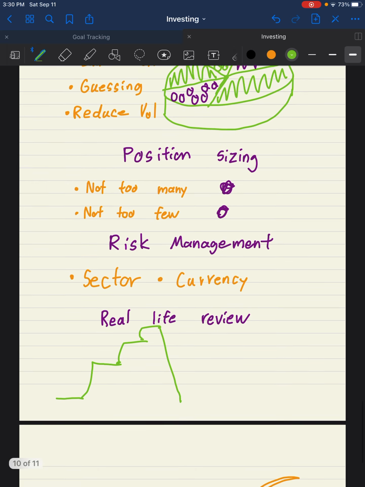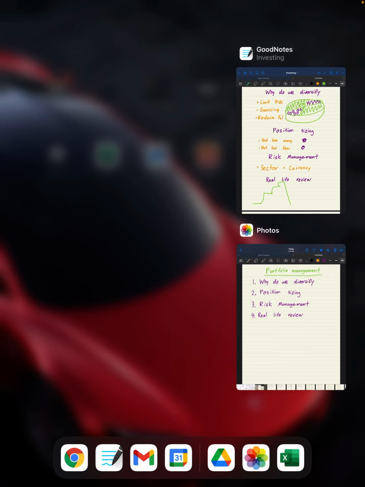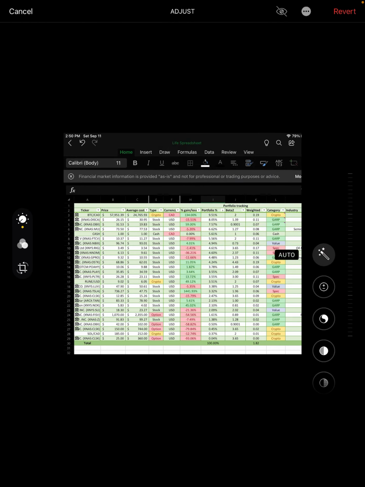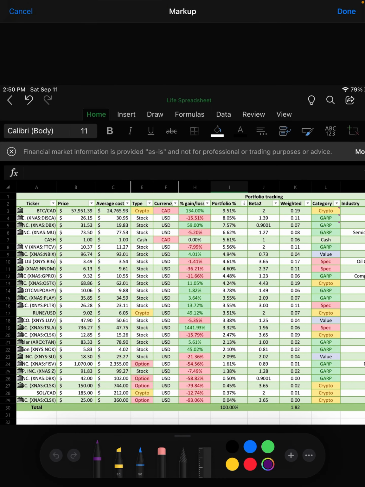Okay. As far as the real life review, we can have a look at my portfolio. So this is my portfolio. I've tried my best to diversify between a bunch of different sectors. So we can see I have some positions in crypto.